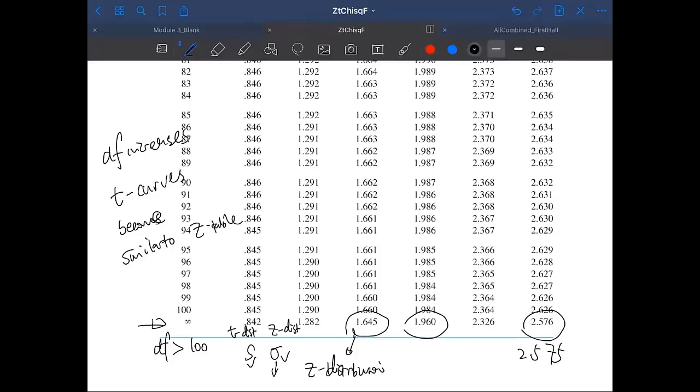Remember? So when the degrees of freedom is so big, say 200 or infinity, you can pretty much use the Z distribution to approximate it, right? So this part is important: as the degrees of freedom increases, the t distribution becomes closer to the Z distribution.